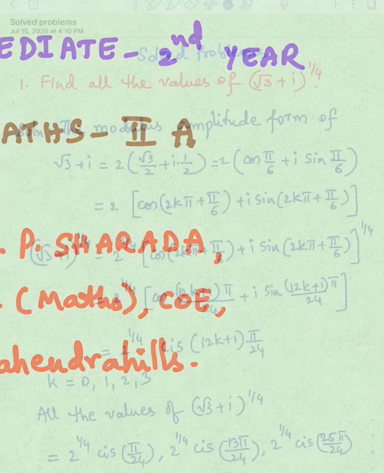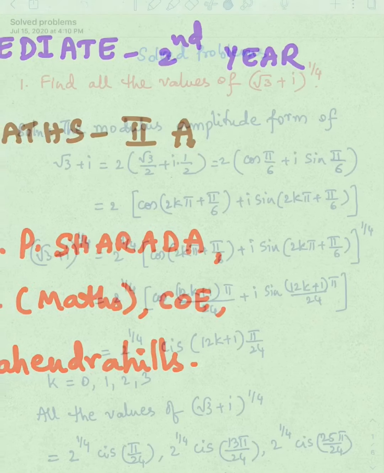So what is modulus amplitude form? This can be seen in the first chapter, which was over, that is in complex numbers. The modulus amplitude form of root 3 plus i can be written like this: 2 into (root 3 by 2 plus i into 1 by 2). When you cancel 2, you get root 3 only, here also. So this root 3 by 2 and this 1 by 2 can be written as cos pi by 6 and sin pi by 6. 2 kept the same.